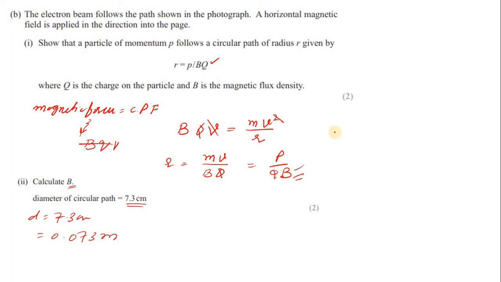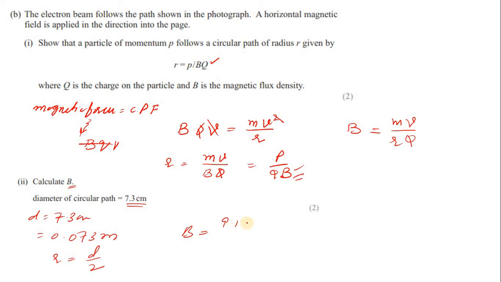So B would be equal to mv by rq. So we need mass, which is given, velocity we have found, radius we can find from there, so r is equal to d upon 2, and q is a charge on electron.